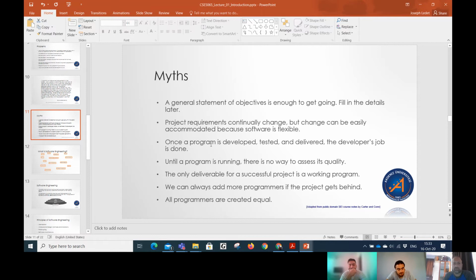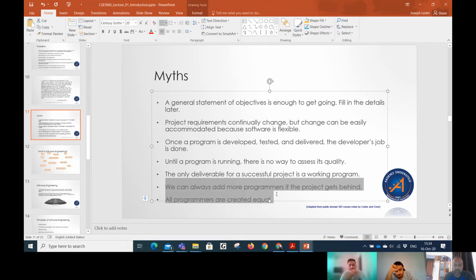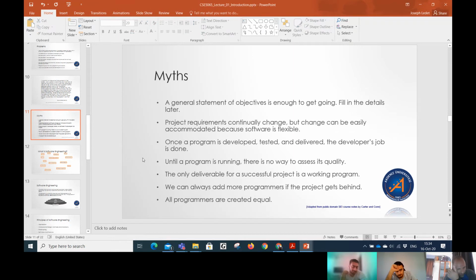Once the program is developed, tested, and delivered, the developer's job is done. Nothing could be further from the truth. Just because something is delivered doesn't mean there isn't stuff that's not working. We just don't know about it yet. These two together: we can always add more programmers if the project gets behind, and all programmers are created equal.